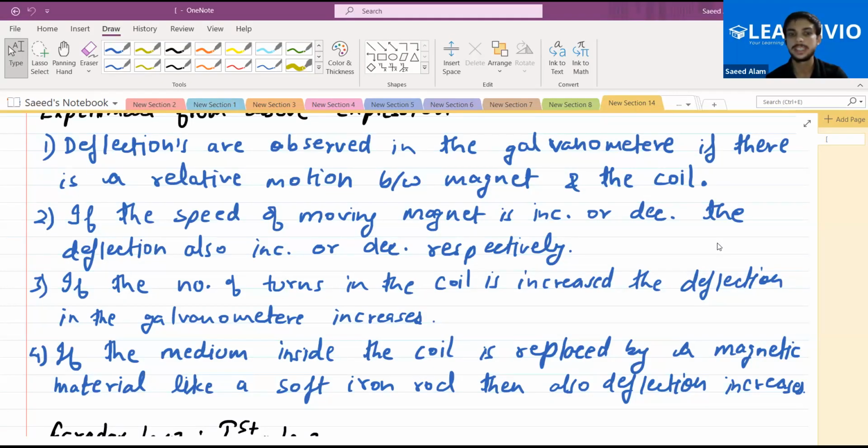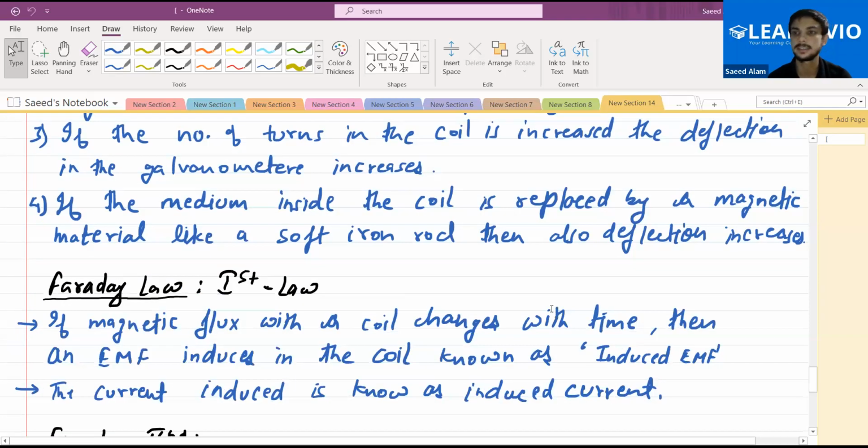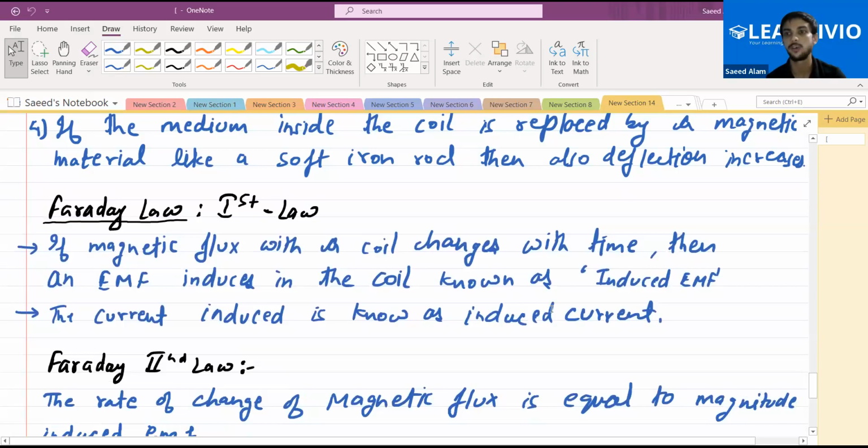Based on this, we had found all these expressions. I'm not going over it in great detail because we had already discussed it in the last class. We're just having an overview of that so that we can start the new class. We have seen Faraday's two laws, the first law and the second law. Yes or no? Yes, sir. The first law says that it only tells us about the presence. If the magnetic flux linked with a coil changes with time, then an EMF is induced in the coil, known as induced EMF. Understood? It only tells us about the presence of the EMF.